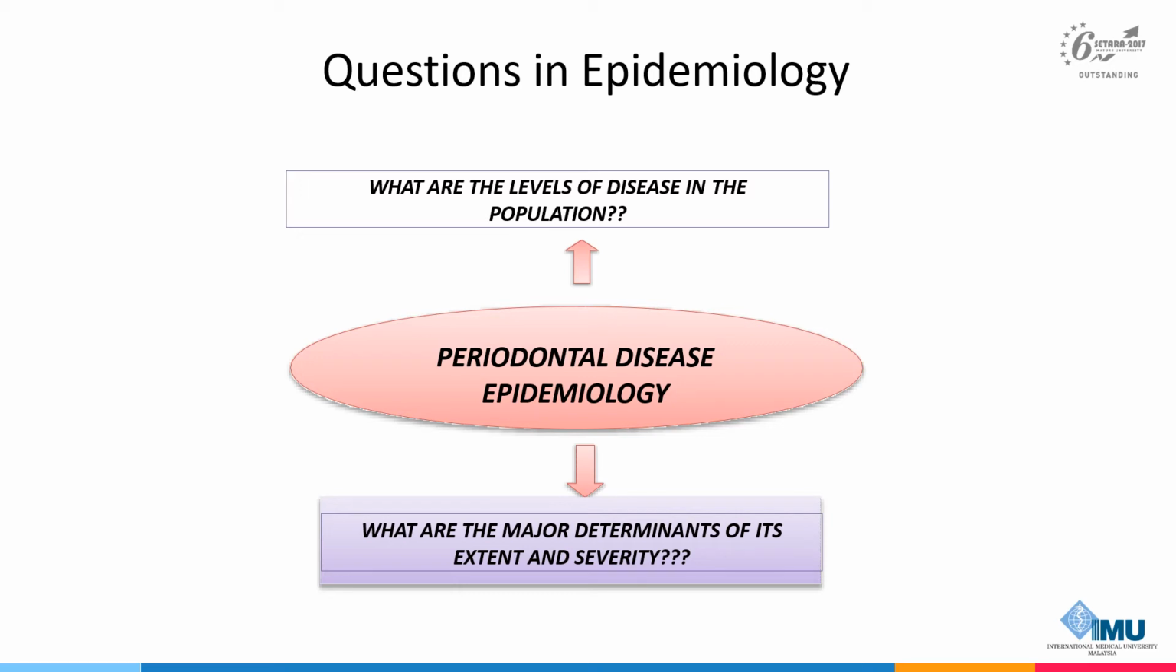The other important question is, what are the major risk determinants of its extent and severity? Identification of risk factors is a prerequisite for the development of a successful intervention strategy that may be used to control the disease on the population level. So, if you know a risk factor which is causing the periodontal disease or helping to progress the periodontal disease, and you intervene on it or modify it or reduce it, then the amount of periodontal disease also will reduce.